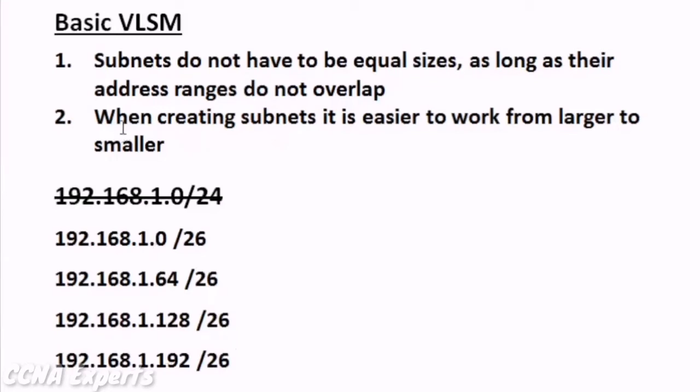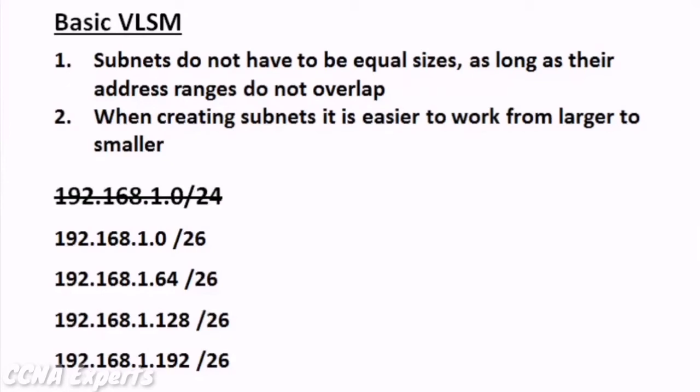With VLSM, or variable length subnet masks, I can decide that I want to change one of these subnets and further subdivide them into smaller subnets, as long as the address spaces that I create, or the subnets that I create, do not intrude into the other subnets.